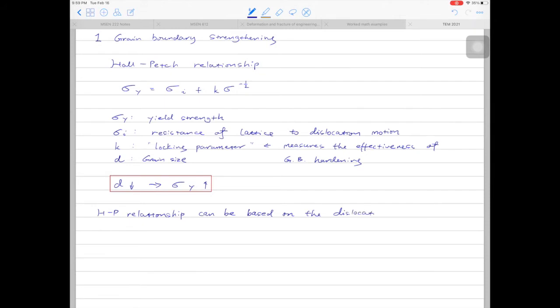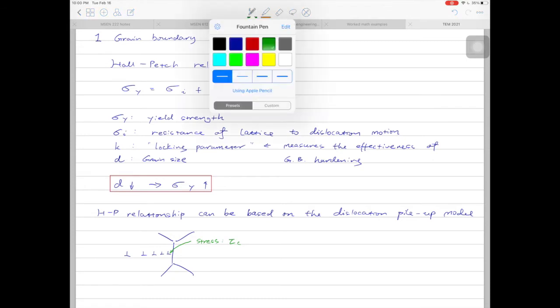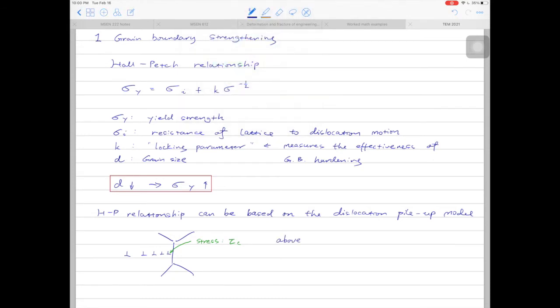Fundamentally, the Hall-Petch relationship can be described based on the dislocation pile-up model at the grain boundary. Assume we have two grains here, one on the left, one on the right. In the grain on the left, we have an array of dislocations piled up at the grain boundary. The stress level acting on the very first dislocation, let's call that tau c.